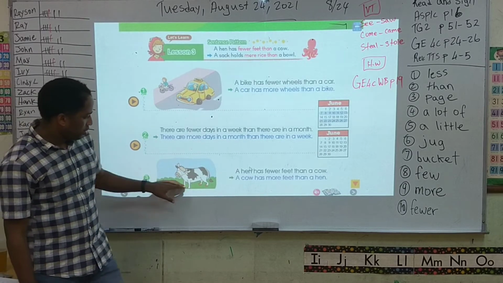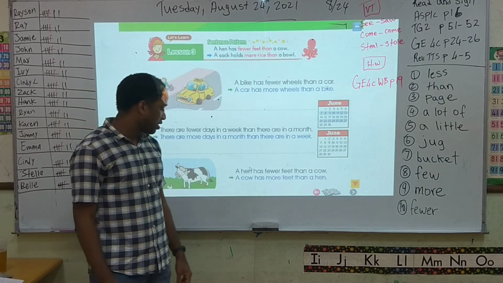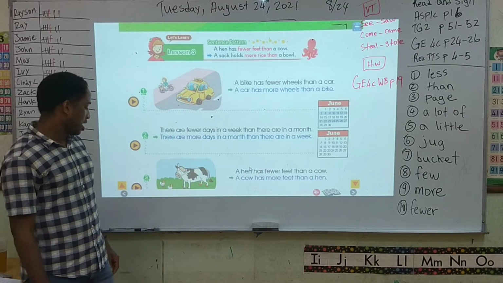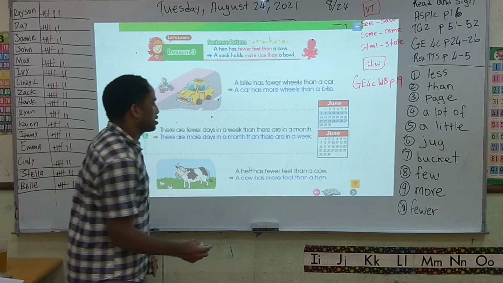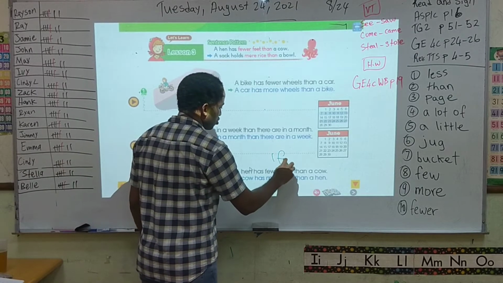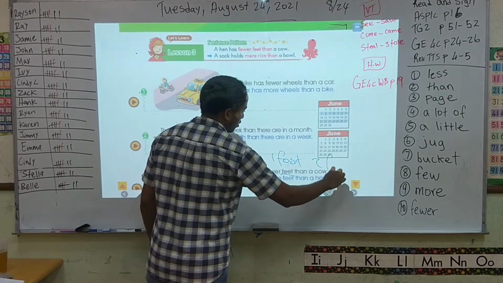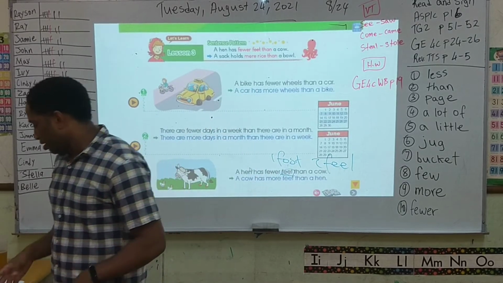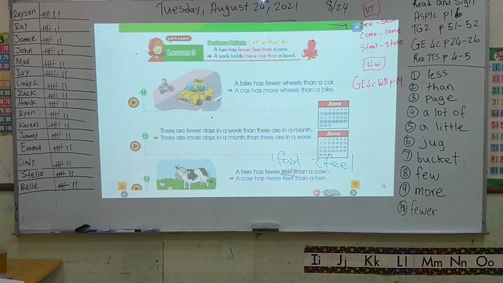Number 3, a hen has fewer feet than a cow. A cow has more feet than a hen. So remember feet. 1 foot, 2 feet. So you have to use the plural. Let's go to number 4.